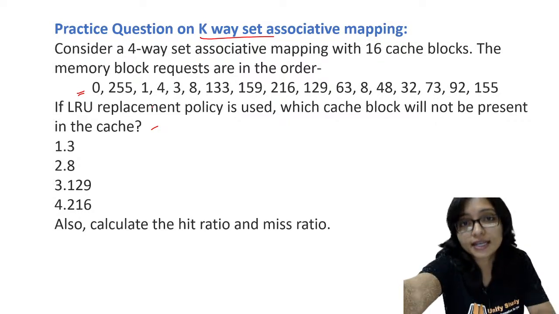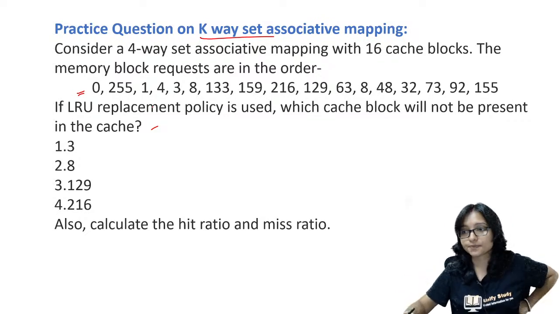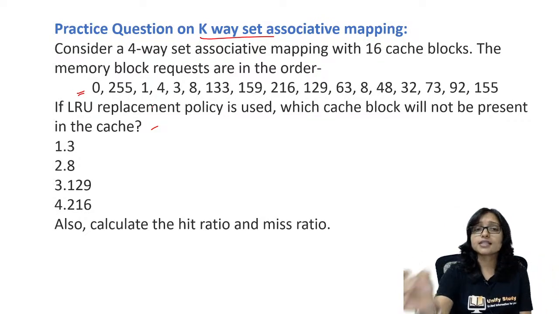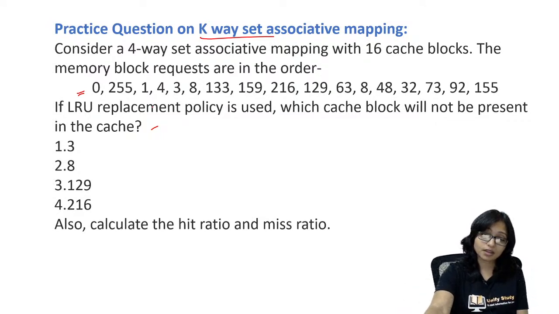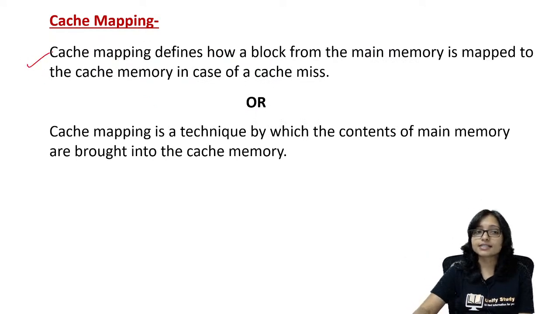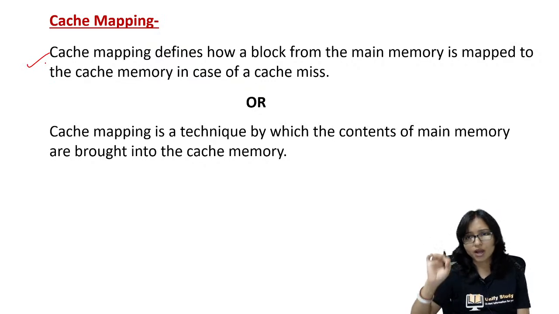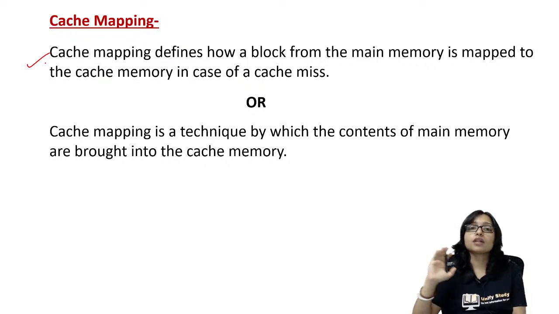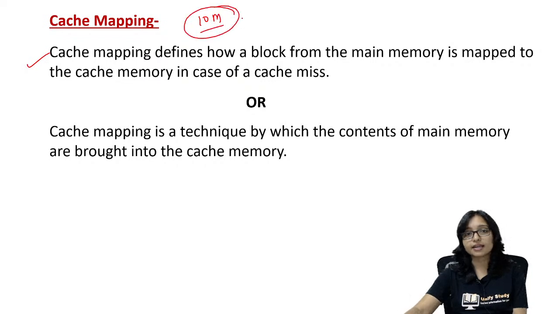Here students get confused about how to do it, and what the difference is between direct cache mapping, fully associative, and K-way set associative. So it is required to learn what exactly cache mapping is, and you must watch this till the end so that your concept will be clear. You will then be able to solve all types of questions from cache mapping. And as I already told you, there is a high chance that a 10 marks comprehension type question can come from here.